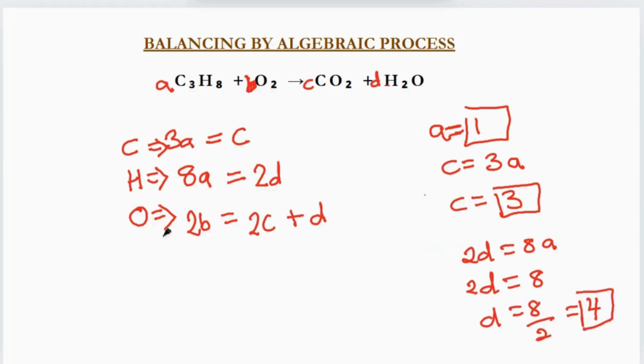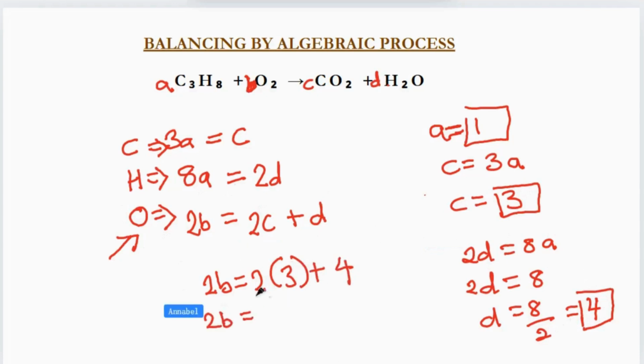How about B? We can use this equation for oxygen to find what B is. And when we do that, we have 2B equal to 2 times C. We know C is already 3. So 2 times 3 plus, we know D is 4, plus 4. So 2B is equal to 6 plus 4, which is B equals 10 over 2, which is equal to 5. So now we've gotten what A is, what B is, what C is, and what D is.